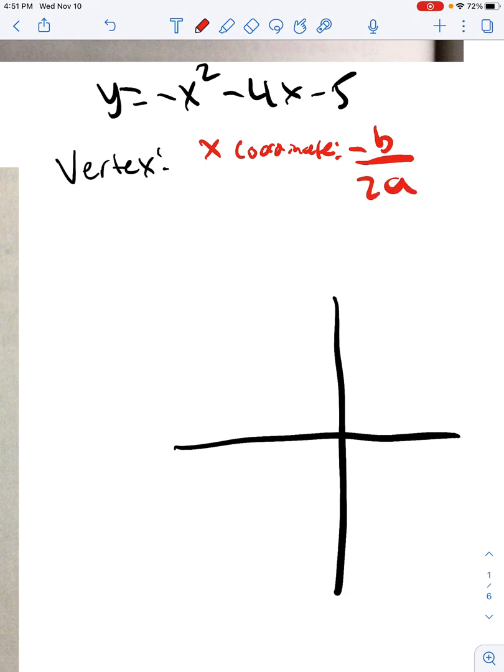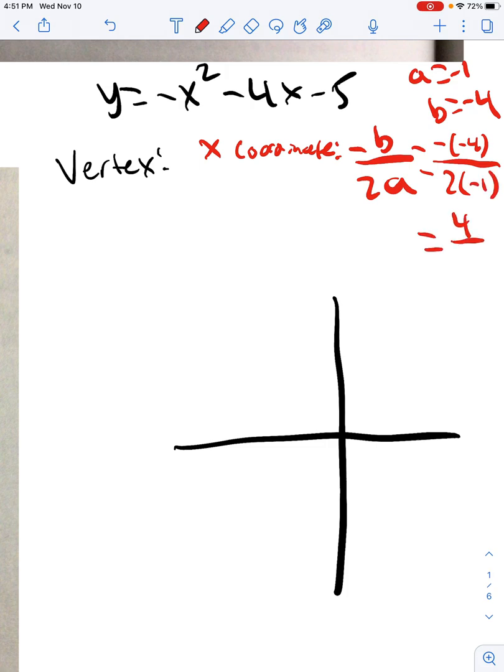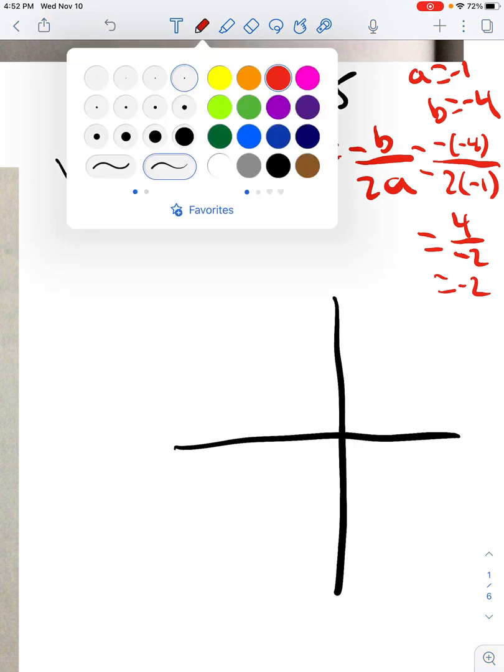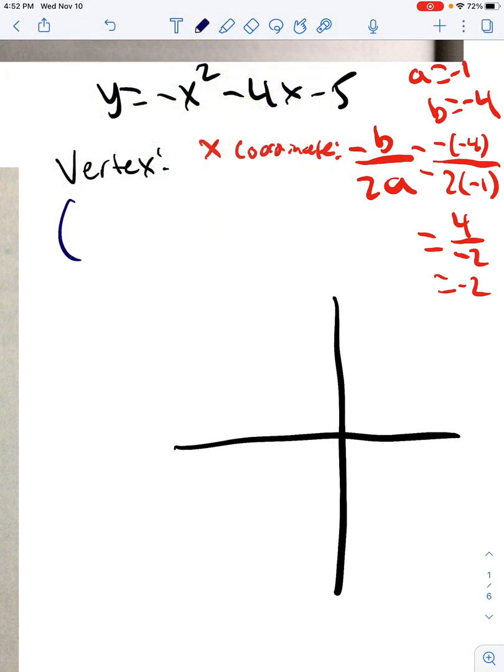Without factoring, which again, we've learned how to do later, just to find the x coordinate, you can use the formula negative b divided by 2a. So in this problem, a is negative 1, b is negative 4. So if I plug those in, I'm going to get negative 4 over 2 times negative 1. So negative negative 4 is 4, 2 times negative 1 is negative 2, which tells me that my x coordinate is negative 2. So again, your vertex goes x comma y.